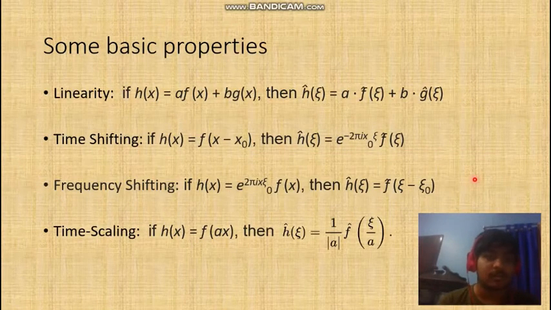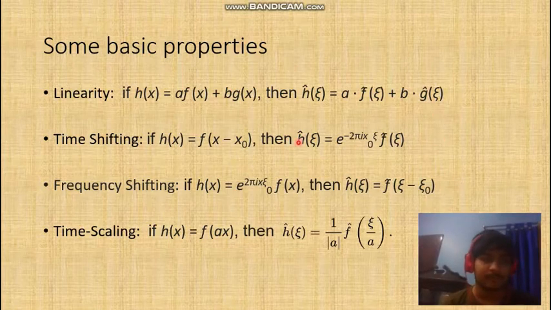Now some of the basic properties of Fourier transform. Linearity. Now if a function h(x) equals a times f(x) plus b times g(x), here a and b can be complex numbers, then H(ε), which is the Fourier transform of h(x), equals a multiplied by F(ε) plus b multiplied by G(ε).